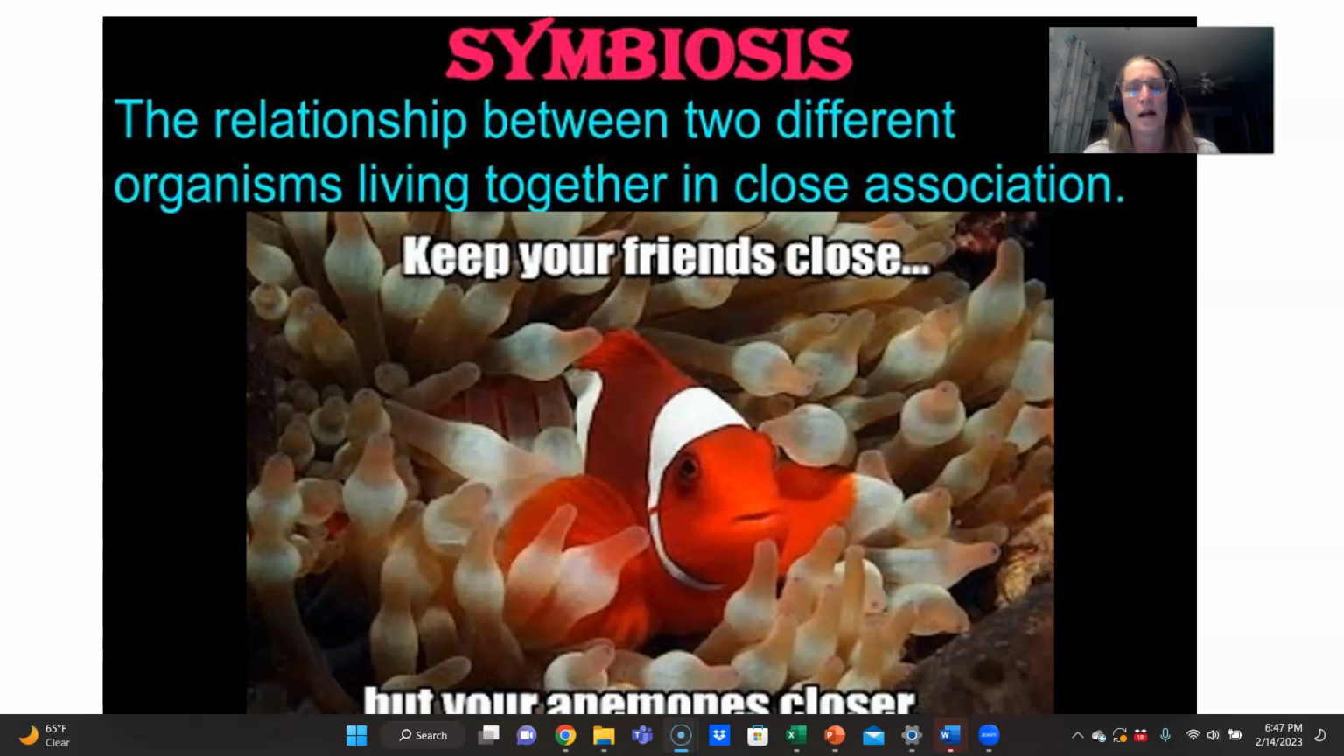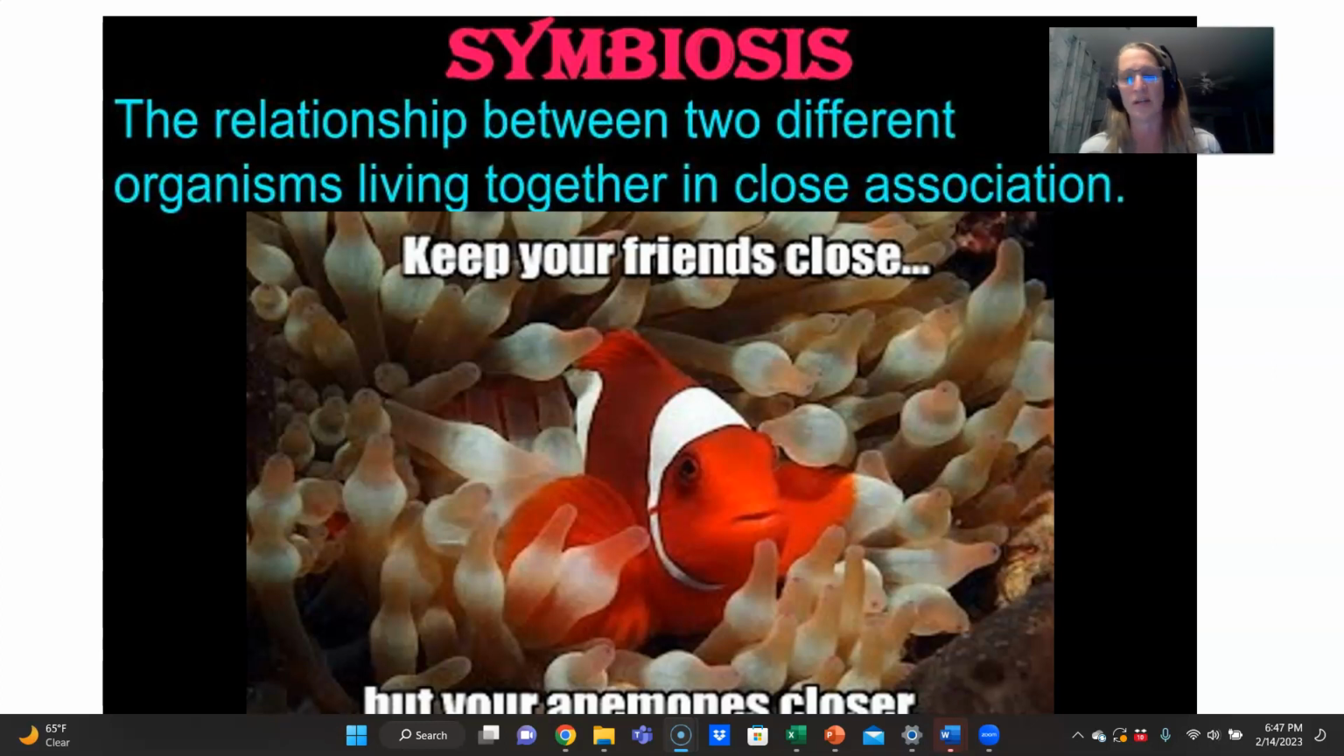A lot of people use the word symbiosis as two species that are interacting together, individuals of two species that are interacting together with both of them benefiting. But actually, that's just one category of symbiosis. The actual definition of symbiosis is when there's a relationship between two different organisms of different species that are living together in close association.